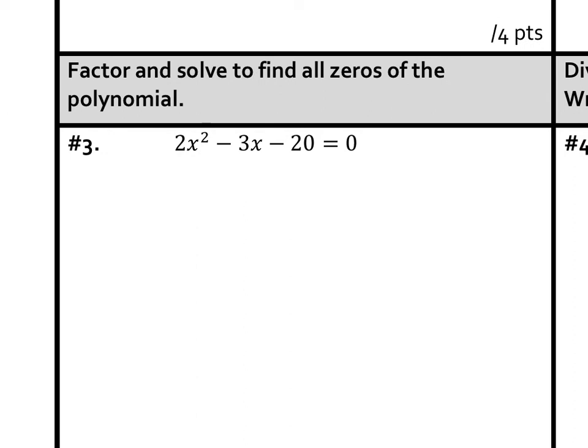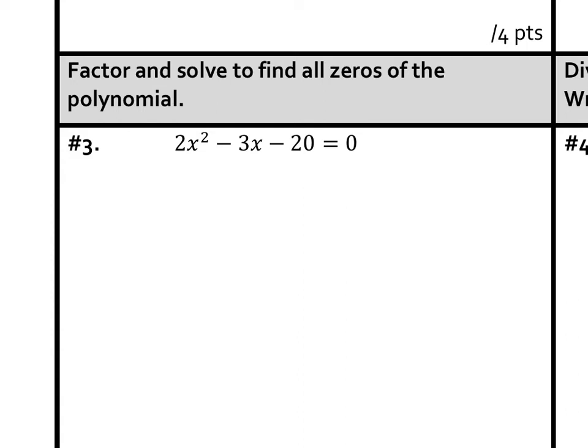On this problem, we are factoring to solve and find all the zeros of a polynomial. So the goal on this one, first off, is to set the equation equal to 0 and factor. This equation already equals 0, so we're good over there.